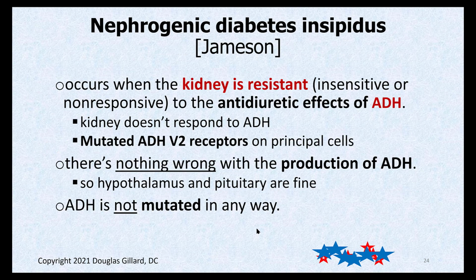The next type of diabetes insipidus is called nephrogenic diabetes insipidus, and that gives it away. The problem is in the nephron. And it occurs when the kidney becomes resistant, meaning it won't bind to antidiuretic hormone. Or there's another problem as well. Maybe it binds okay, but you can't make aquaporin 2 channels. So mutated ADH V2 receptors could do the trick. Or some mutation where you can't make aquaporin 2 channels. That could also do the trick.